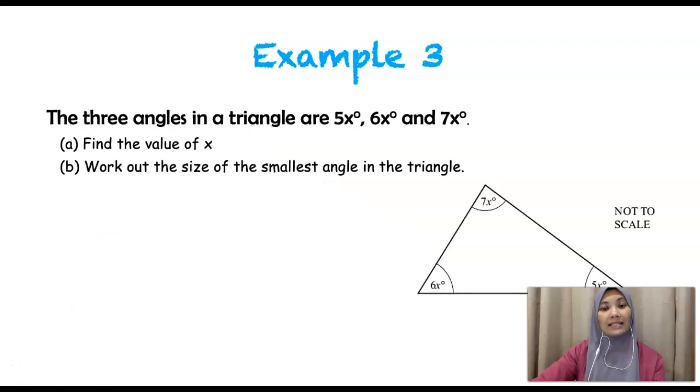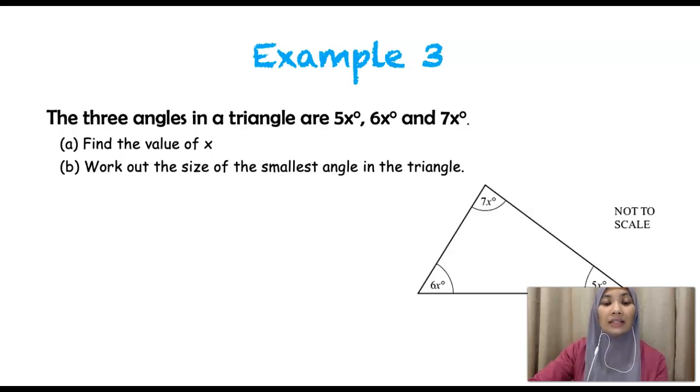Let's move to the next example. The next example involves variables. Given that the three angles in the triangle are 5x, 6x, and 7x. In part A, we need to find the value of x. And again, we are going to apply this angle rule that we learned today.